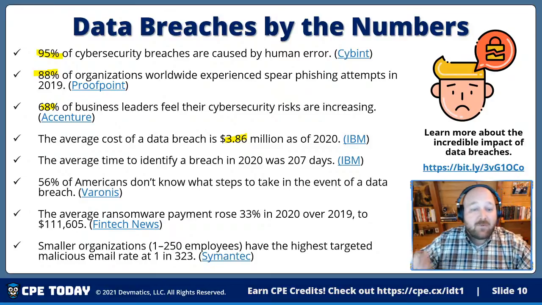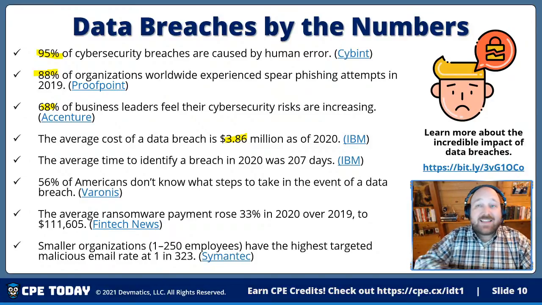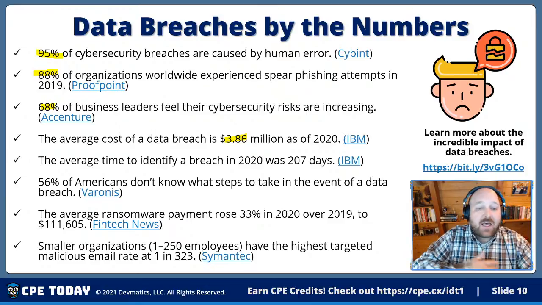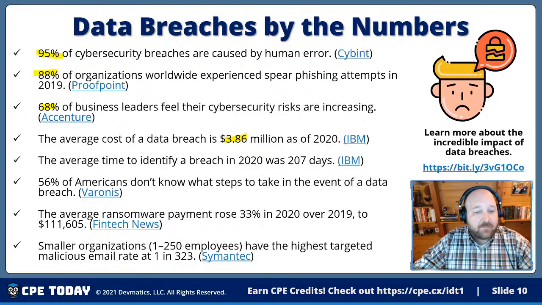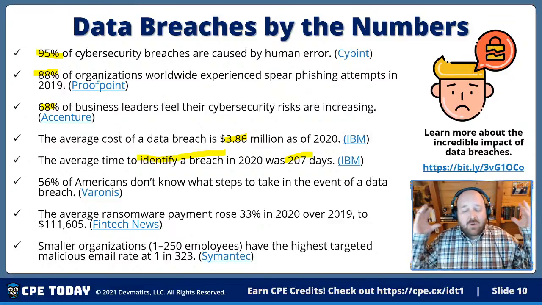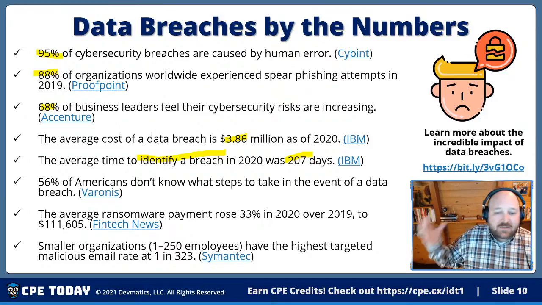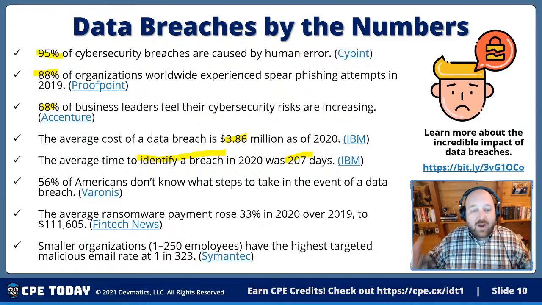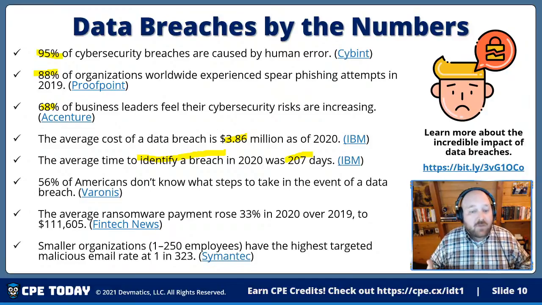Think about that for a minute. $4 million. That's the average cost. It goes into the hundreds of millions in instances like the Equifax data breach and other large Fortune 500 companies. The average time to identify a breach is 207 days. Holy smokes. What that tells us is that if we are breached, we're not going to know about it, and it can go on for a long period of time.